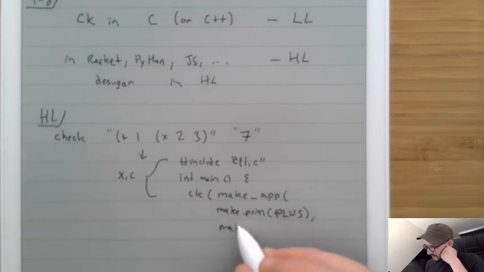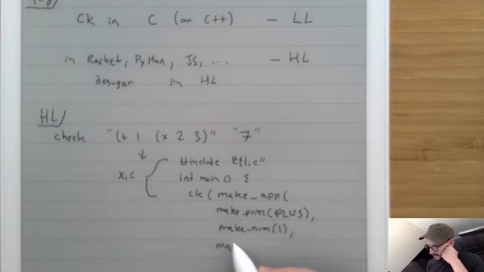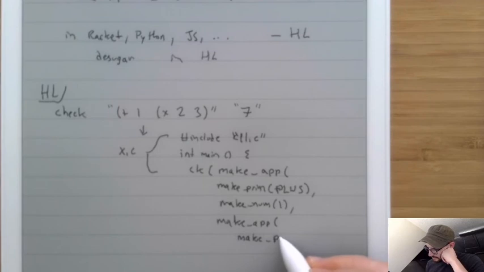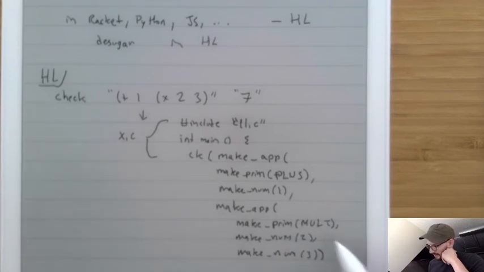Then it says make number 1. Then it says make app. Then inside there it says make prim mult. And then make number 2. And then make number 3. Then we close the app. Then we close the next app. Then we close the CK. Then we close the brace. And then we're done. And so that's what my x.c program is.